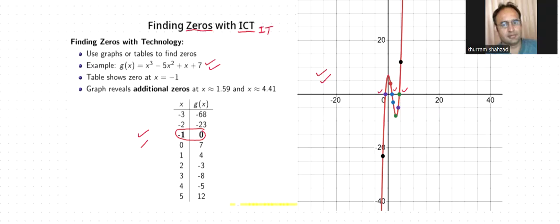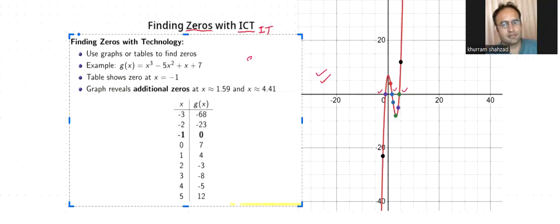Since this polynomial g of x has degree 3, what is the degree of the polynomial? The degree of the polynomial is the highest exponent involved in the polynomial. So here we have this g of x, and the highest exponent is 3 in this polynomial. So it means that the degree of g of x is actually equal to 3.